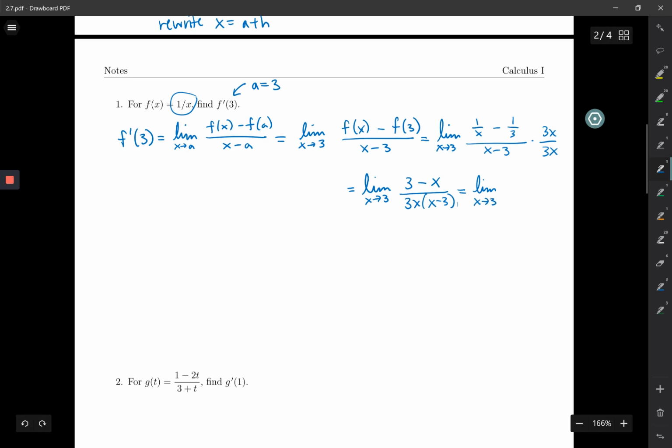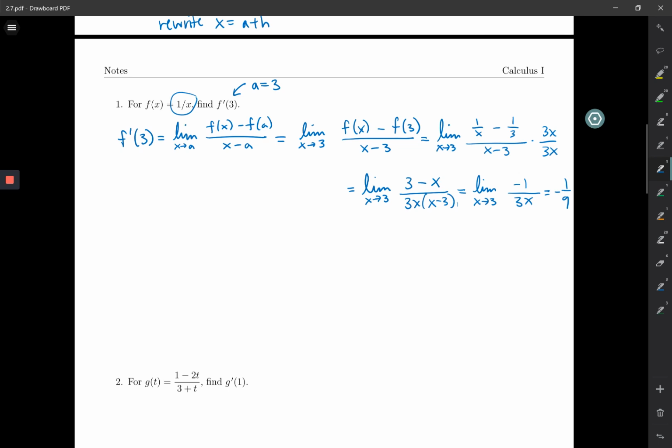So I would get negative 1 over 3x. And now if we plug in 3, we don't get 0 in the denominator, so we can just go ahead and do that. And this will give us negative 1/9, right? Okay, so that means that the derivative of this function f at 3 is equal to negative 1/9. And that means that the slope of the tangent line of that function is equal to negative 1/9.